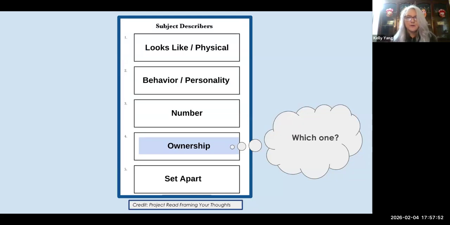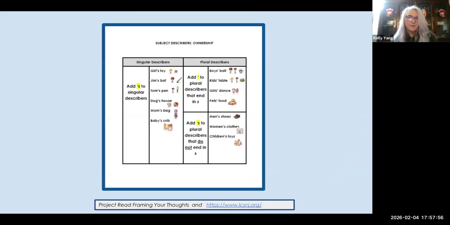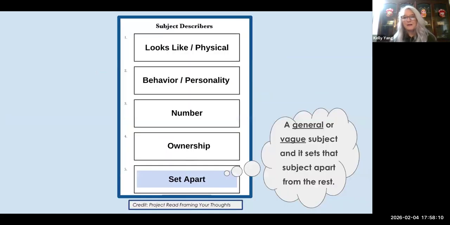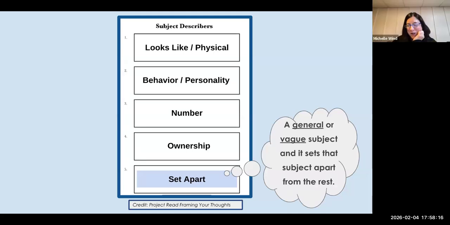Ownership is another kind of describer. So that's, of course, your possessives. And so just a little graphic organizer to show how the students could remember the apostrophe S and the S apostrophe. And we'd have like Pam's and the dogs'. And I don't know, they understand that, but then they don't understand it. We have to come back to that all the time.